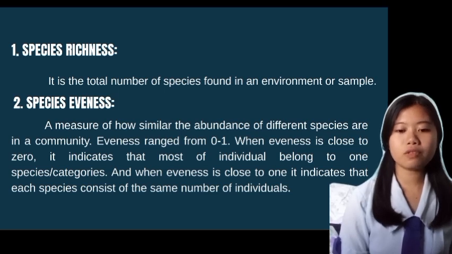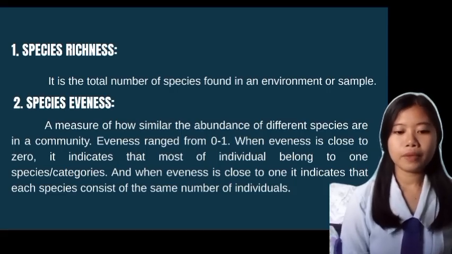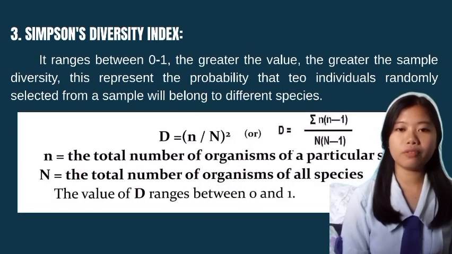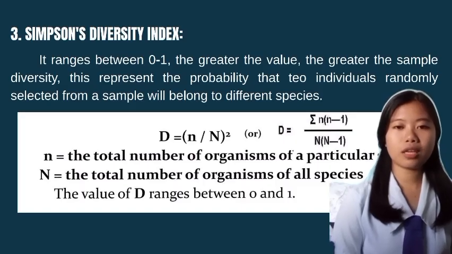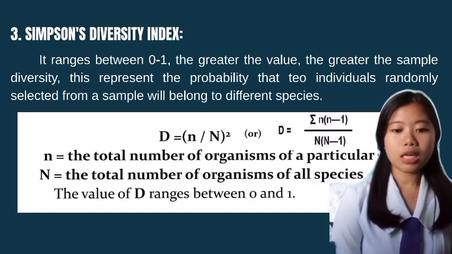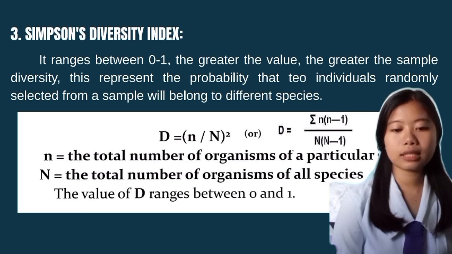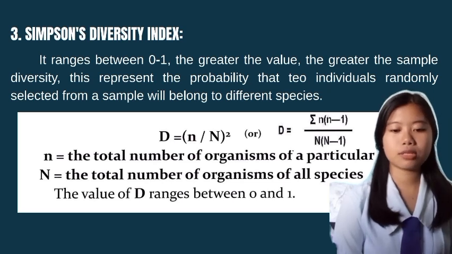Evenness ranges from 0 to 1. When evenness is close to 0, it indicates that most of the individuals belong to one species or category. And when evenness is close to 1, it indicates that each species consists of the same number of individuals. The Simpson Diversity Index ranges from 0 to 1. The greater the value, the greater the sample diversity. This represents the probability that individuals randomly selected from a sample will belong to different species.